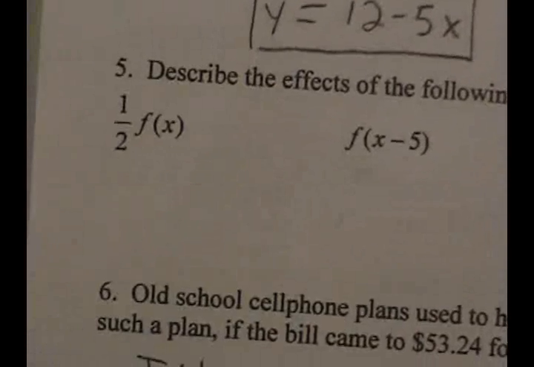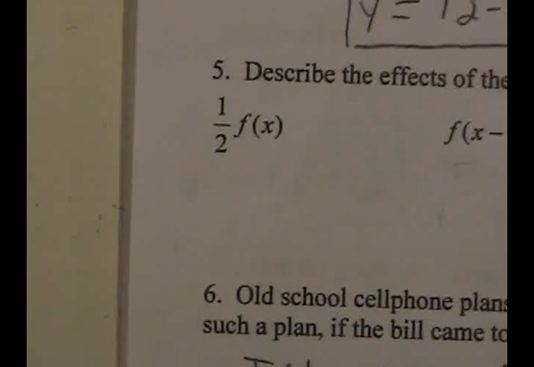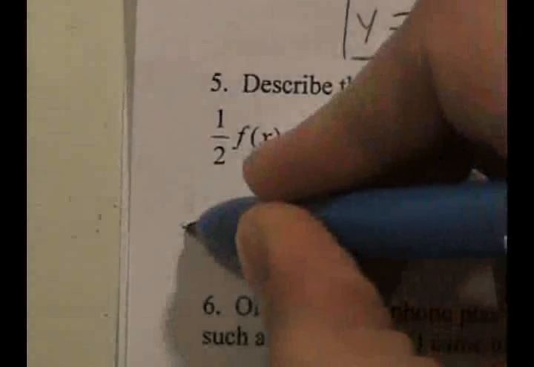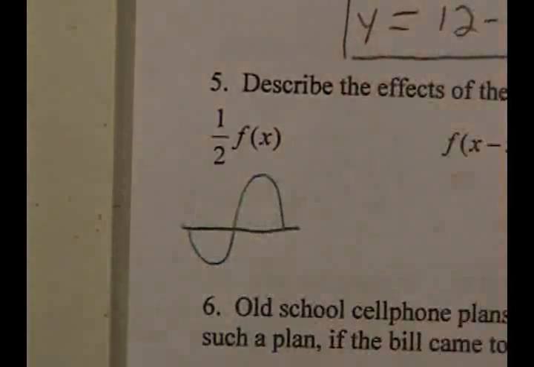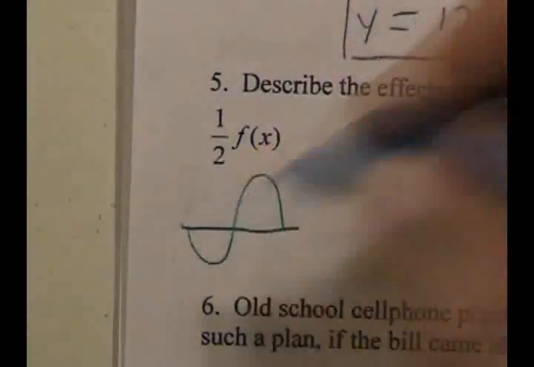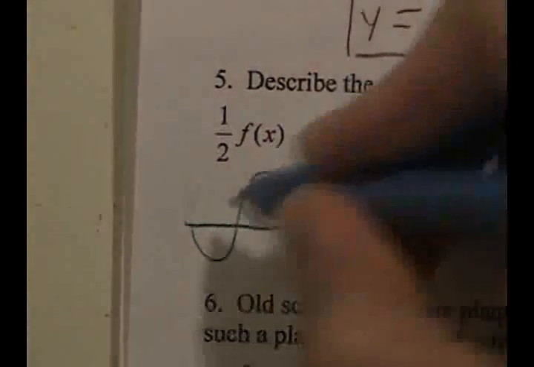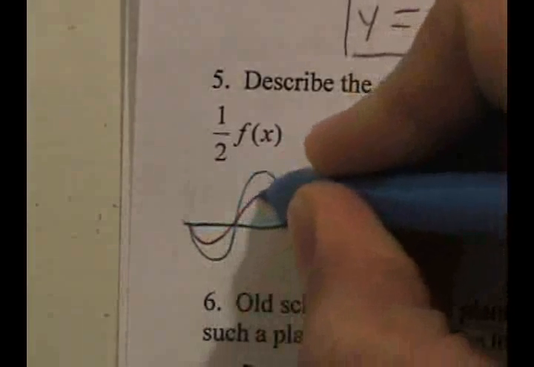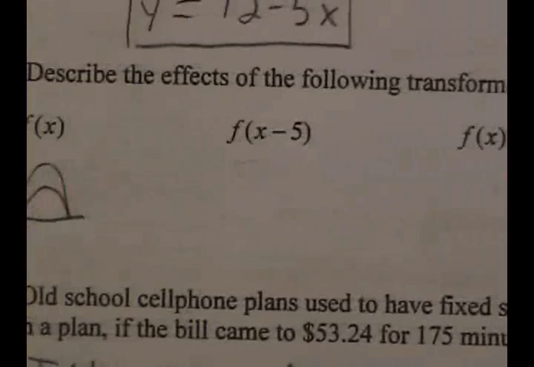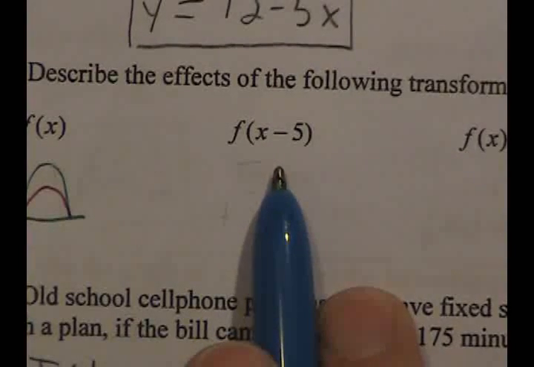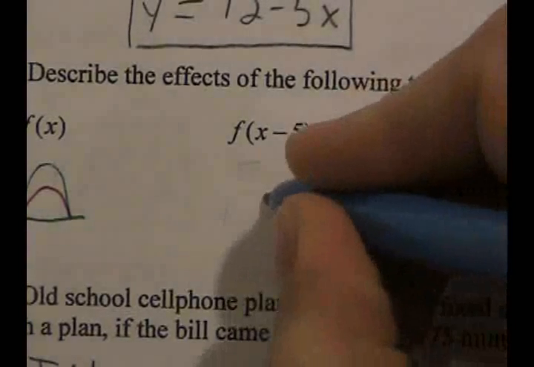Once to describe the effects of these transformations, this first one will shrink everything in by a factor of 1/2. So if the function used to look like, say, something like this, the transformed version would be twice as close, I guess you could say, to the x-axis. So it's going to shrink it in by a factor of 2. The x minus 5, since x has to be 5 more than it used to have to be to give the same outputs, it's going to be 5 units away.